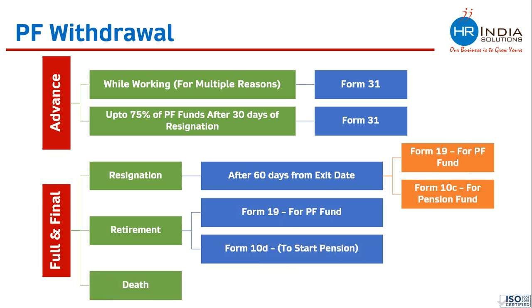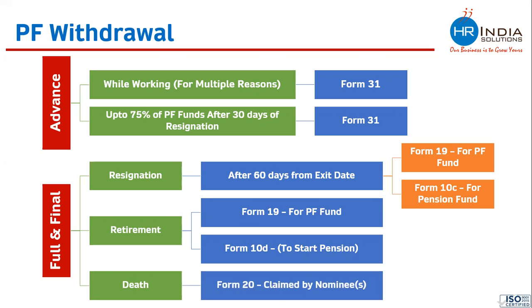And full and final settlement also happens in the case of death of the PF member or employee. In that case, the claim is made by the nominee by filling Form 20. So these many forms are there. Form 31 for PF advance or PF withdrawal. In case of full and final settlement, Form 19 and 10C come.